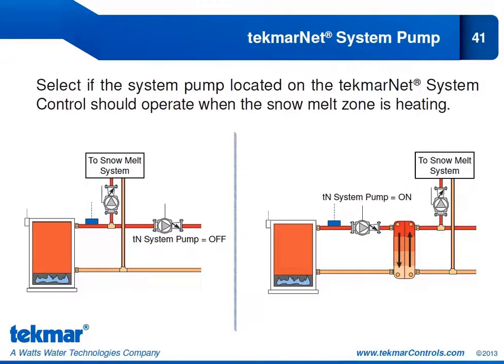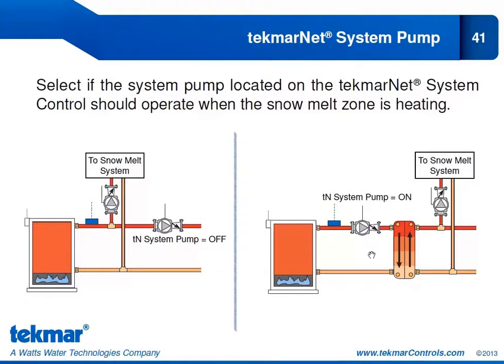In the system menu is where we configure whether the TechMarNet system pump should operate for snowmelt or not. So I have two images here. If we start by looking at the left-hand side, here is my pump to the snowmelt system, and here is my TN system pump. I don't need this pump to operate in order to get flow to my snowmelt system. So in the system menu, I would set the TN system pump to off.